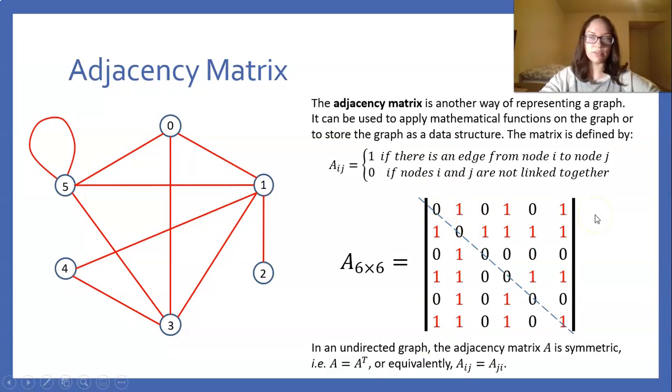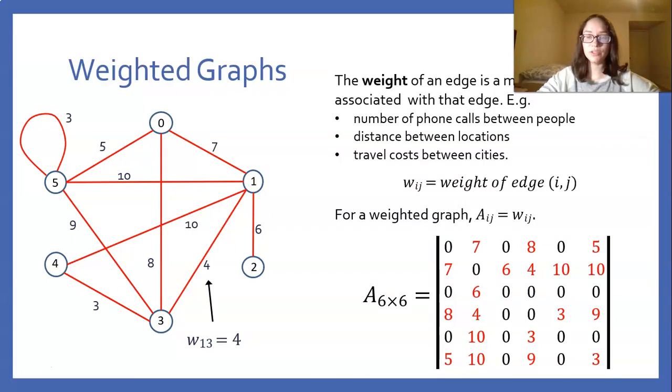So the zeros represent no edge between 2 nodes, and the 1 represents 1 edge between 2 nodes. If you look at a weighted graph, the adjacency matrix, rather than filling it with zeros and ones, we'll fill it in with the weights of the edges. So we still have a 0 representing no edge, because if there's no edge, then the weight is going to be a 0, because there's no edge to begin with. Whereas now, an edge is shown by the value of the weight.